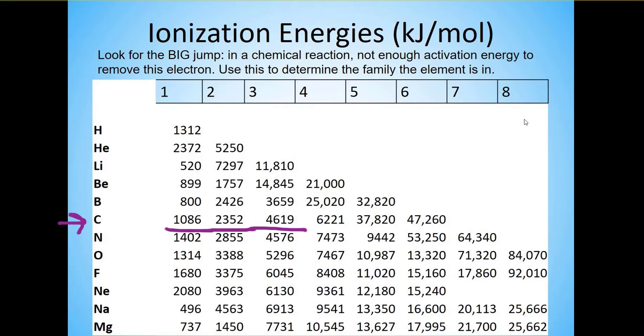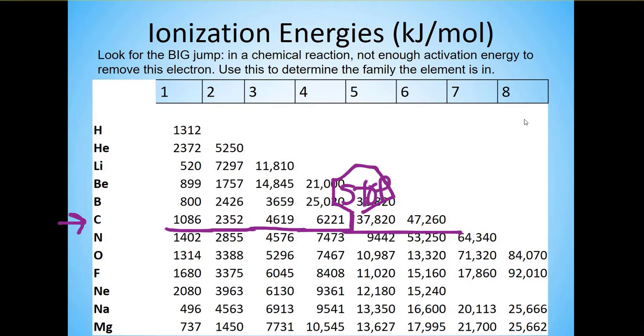So it does jump up a little bit here. Are there any more big jumps? Let's keep going. About 6,000. And then we have 37,000. That's a lot. It's like this is a stop sign. There is not enough energy to remove more than 4 electrons in carbon.